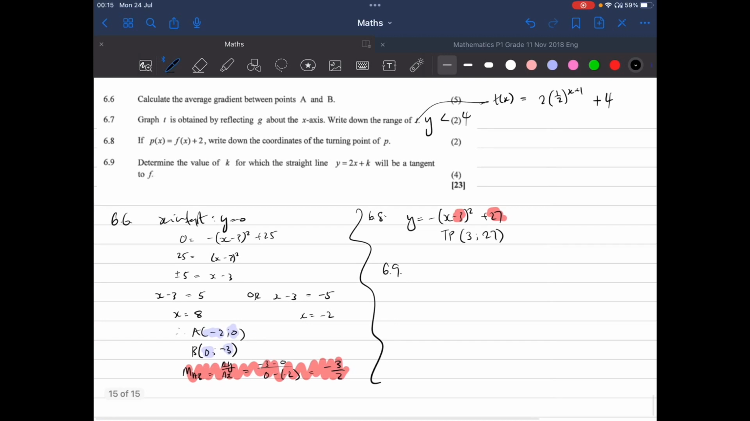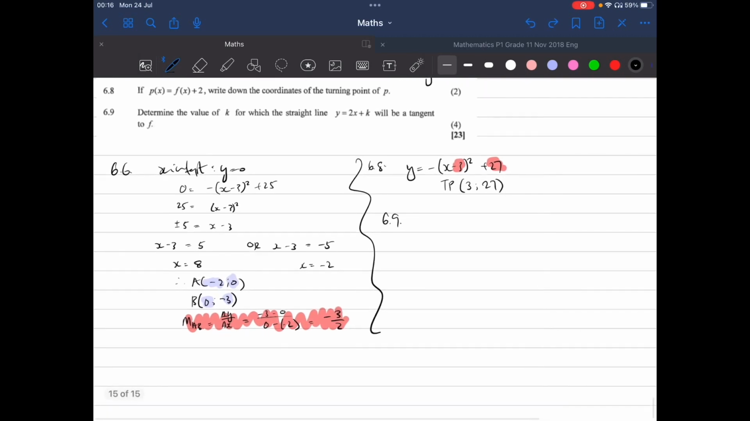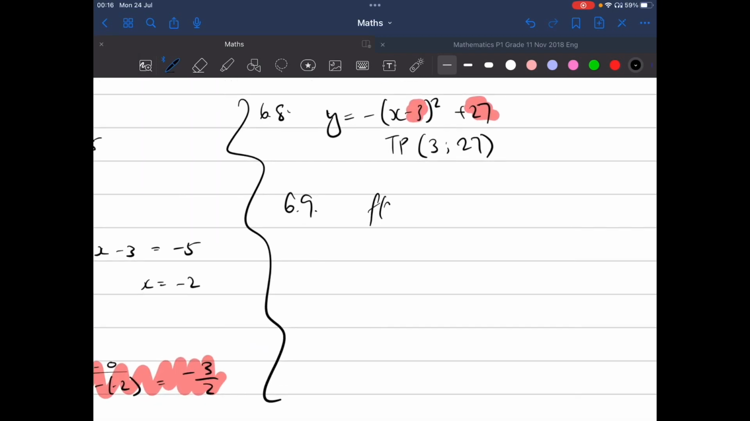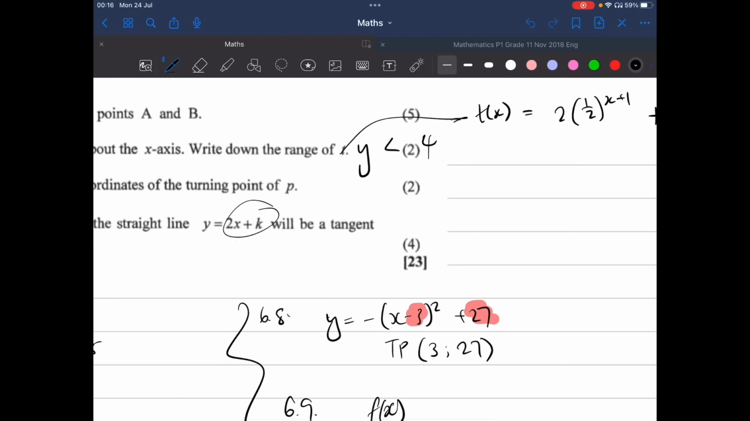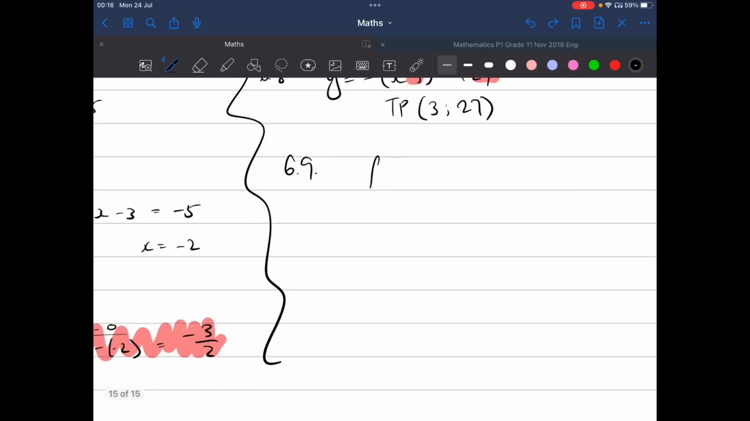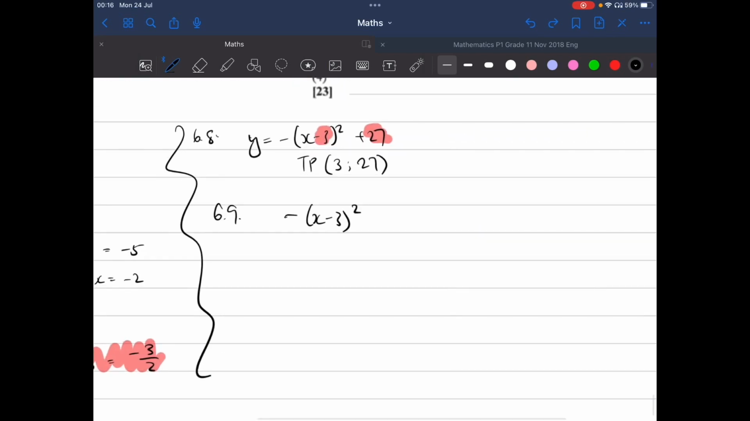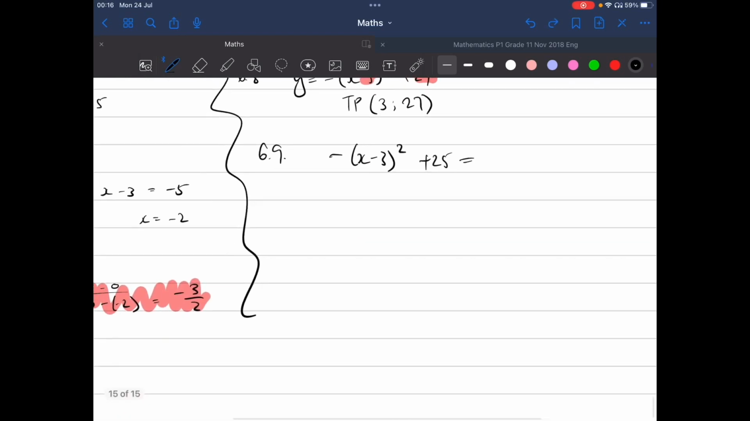6.9. Determine the value of k for which the straight line y equals 2x plus k will be a tangent to f. Remember, a tangent is any line that cuts the graph at exactly one point. It does touch the graph, but only at one point. So that means at some point they are equal to each other. We can start off by equating f of x to that line. So what is f of x? f of x is minus (x minus 3) squared plus 25, equals, and now we equate it to 2x plus k.